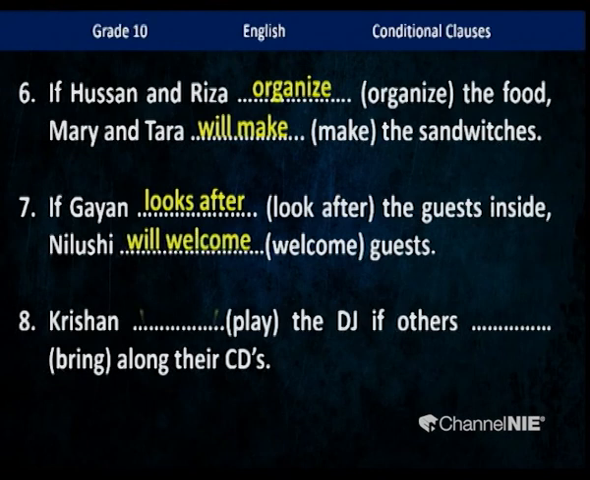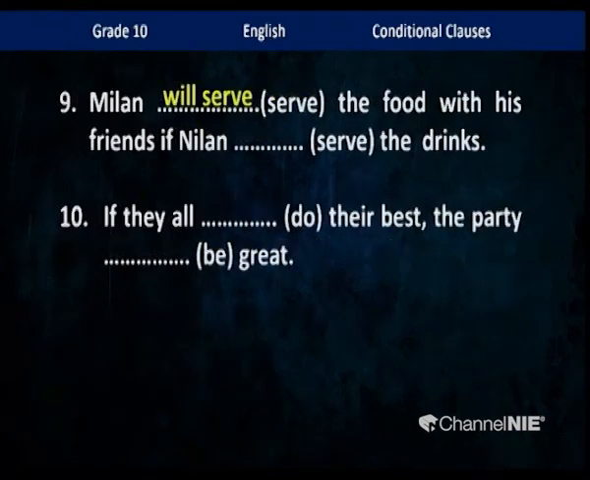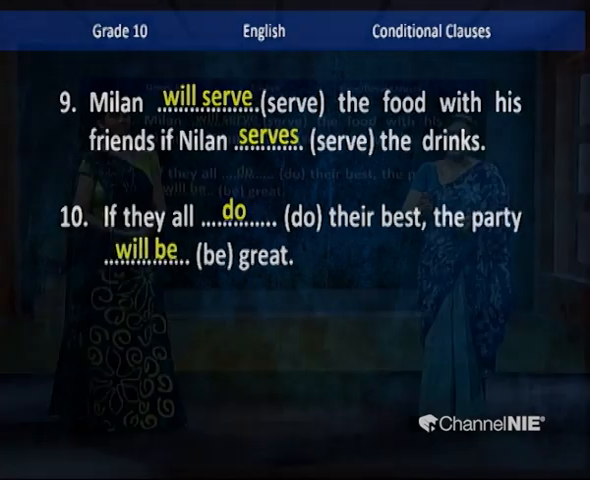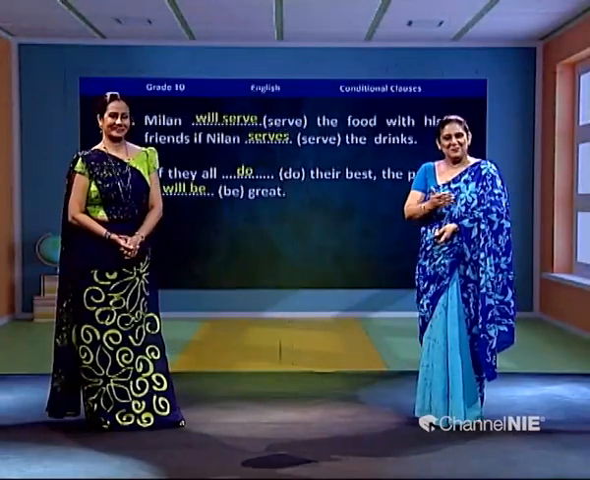Krishan will play the DJ if others bring along their CDs. Milan will serve the food with his friends if Nilan serves the drinks. The last one, if they all do their best, the party will be great. See, collective effort, right? So, when you get together, you can do many things together, right?